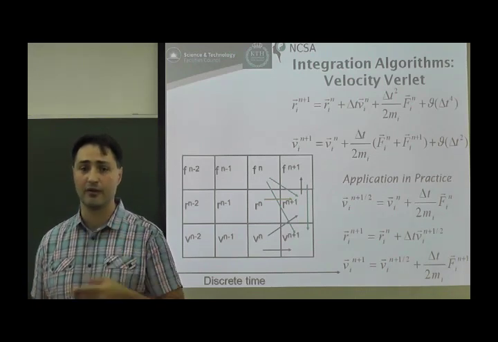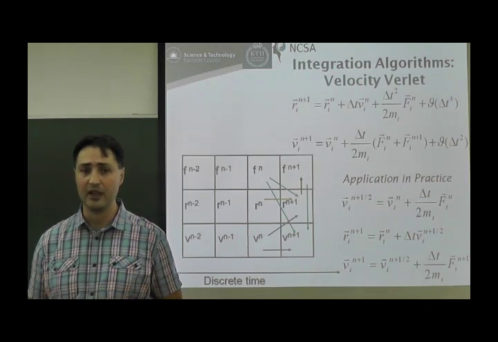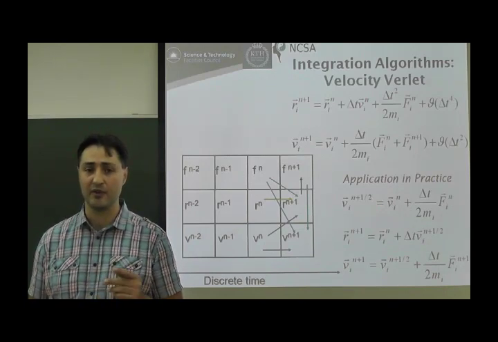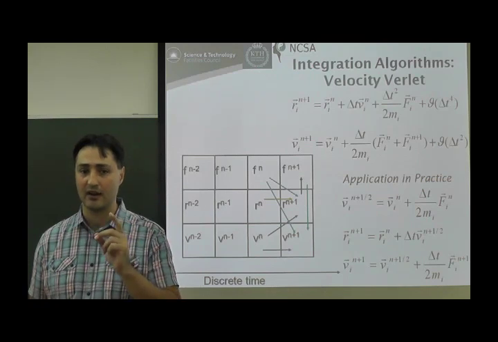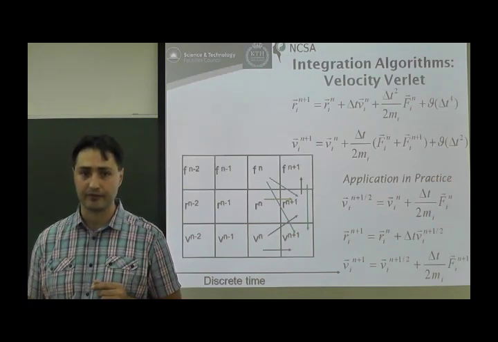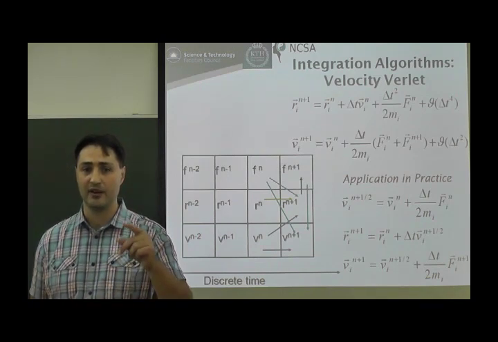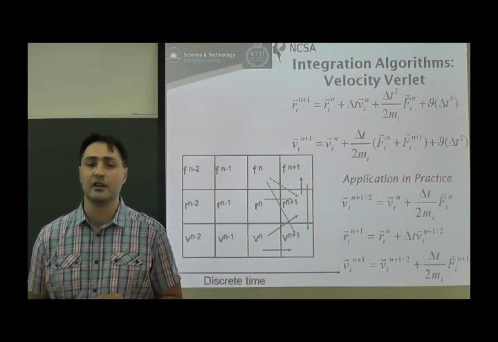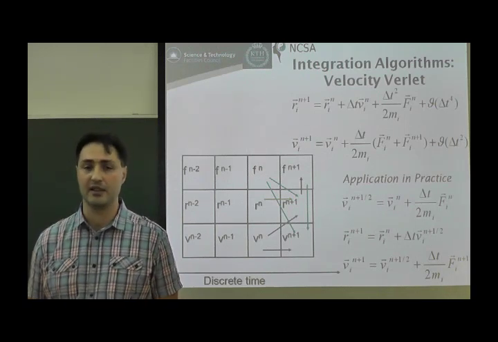I don't need to go over the equations, but you can see that all velocities, positions, and forces are aligned in time. In order to obtain, for example, the position when you move from time step n to n plus 1, from Rn to Rn plus 1, we need the force at time step n, and we need the velocity at time step n. If we want the force at time step n plus 1, we need the positions at time step n plus 1, and so on. And you can see how the time is discretized in this diagram.